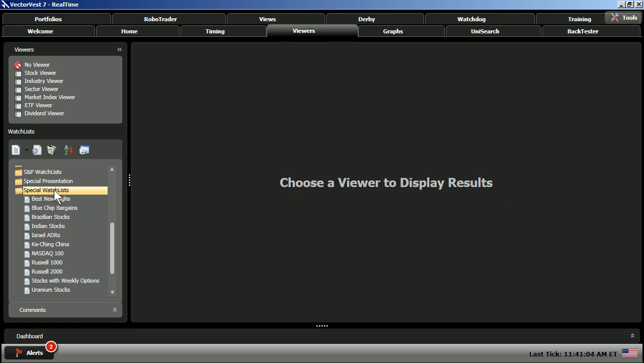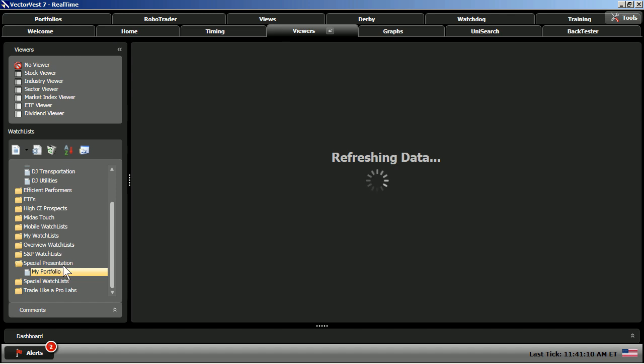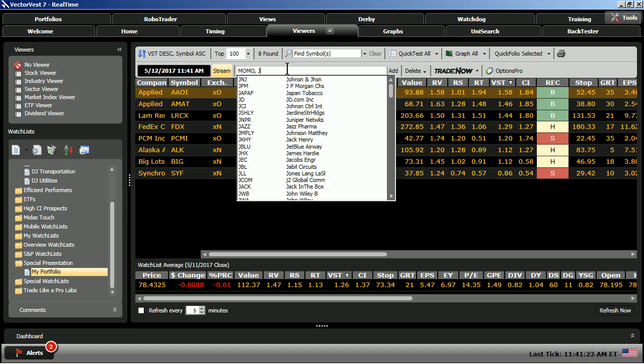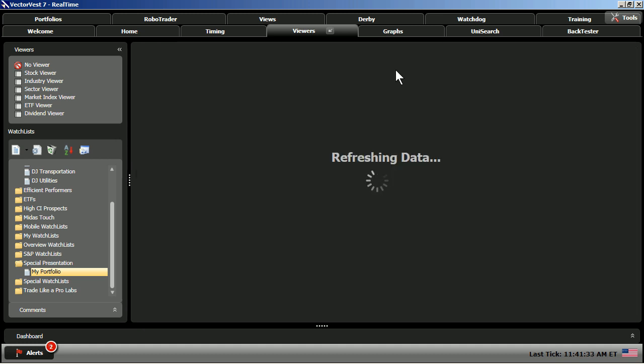well. Now I've created a watch list already for tonight's presentation, and I just labeled it My Portfolio. Now I only have 8 stocks in here because I wanted to show you how to add stocks to a watch list. So you create a watch list. I'm going to come up to the top, click on the Add Symbols box, and just start typing in the symbols separated by commas. When you're finished, all you have to do is hit either the Enter key on your keyboard or click on Add over here on the right-hand side.